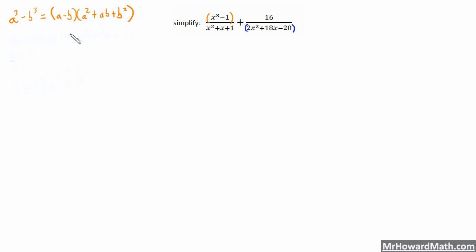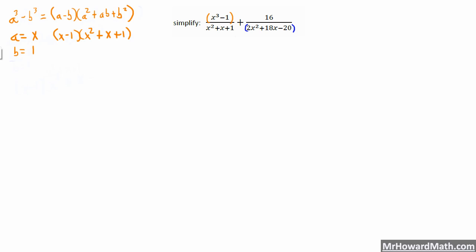Okay, so everywhere I see an A, I'm going to plug my A value for this in. Everywhere I see a B, I'm going to plug my B value in. So my A value is simply equal to the cubed root of this term. So cubed root of x cubed is just x. My B is equal to the cubed root of this term. Cubed root of 1 is just 1. So everywhere I see an A here, I'm plugging in x. Everywhere I see a B, I'm plugging in 1. So my factoring would be x minus 1, x squared, plus 1 times x is 1x, plus this term squared would be just 1. 1 squared is just 1. Okay, so that's how that part factors.